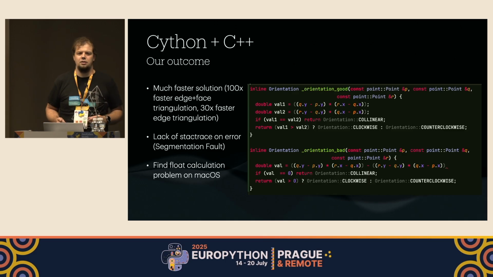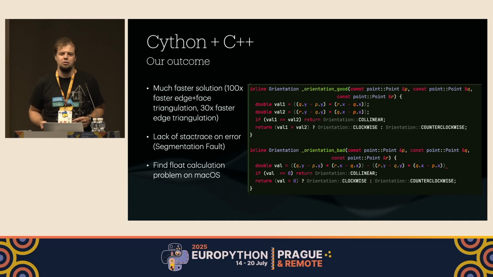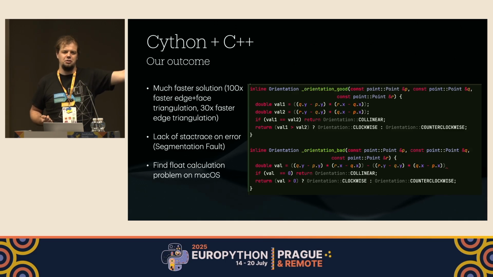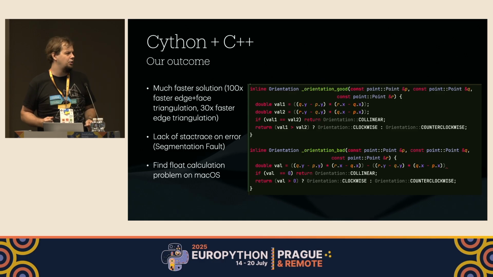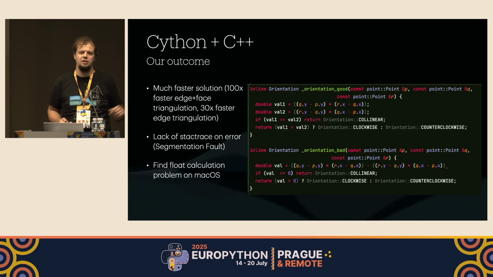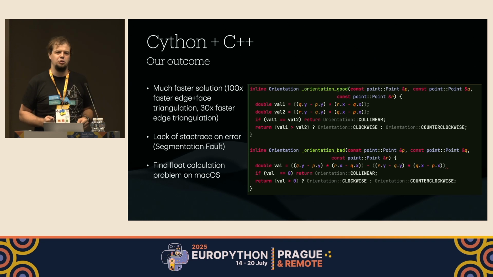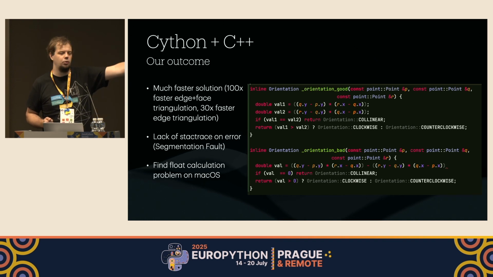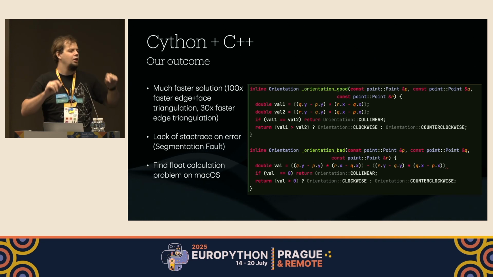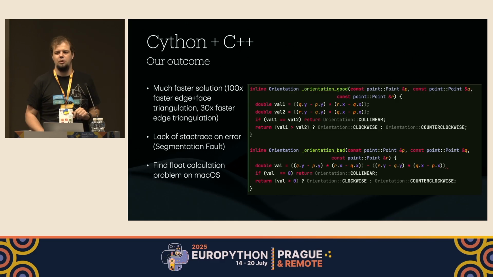And we found a bug in the Clang compiler on macOS. You see these two functions. They should be equivalent. The first one is working as expected on Mac, and the second one is not working as expected. In some situations, val1 and val2 are equal, but the second calculation is not equal to 0.